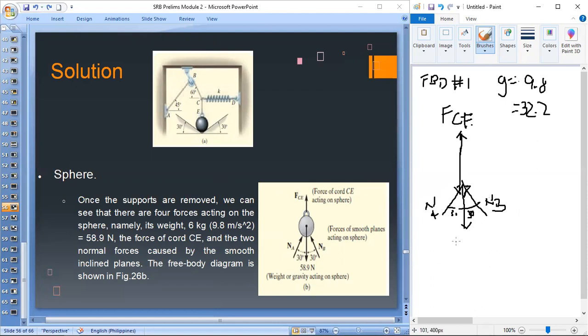Tapos may force dito, yung weight mo. So, caused by smooth inclined plane, sa free body diagram is shown dito. Okay? Pwede na din yung picture na ito kahit po yung draw ng screen. So, parang ganito lang.